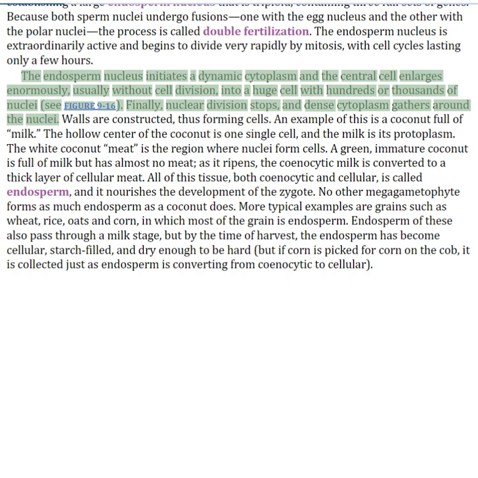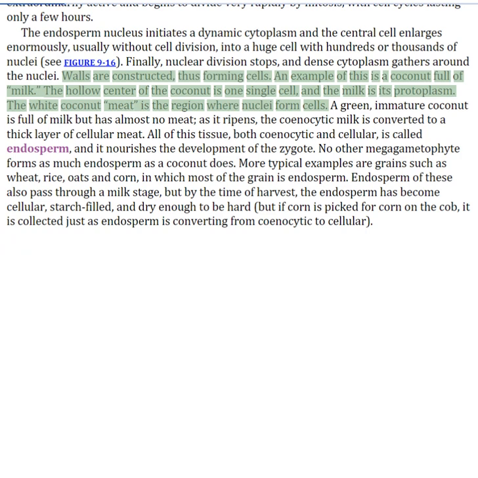Finally, nuclear division stops, and dense cytoplasm gathers around the nuclei. Walls are constructed, thus forming cells. An example of this is a coconut full of milk. The hollow center of the coconut is one single cell, and the milk is its protoplasm. The white coconut meat is the region where nuclei form cells.